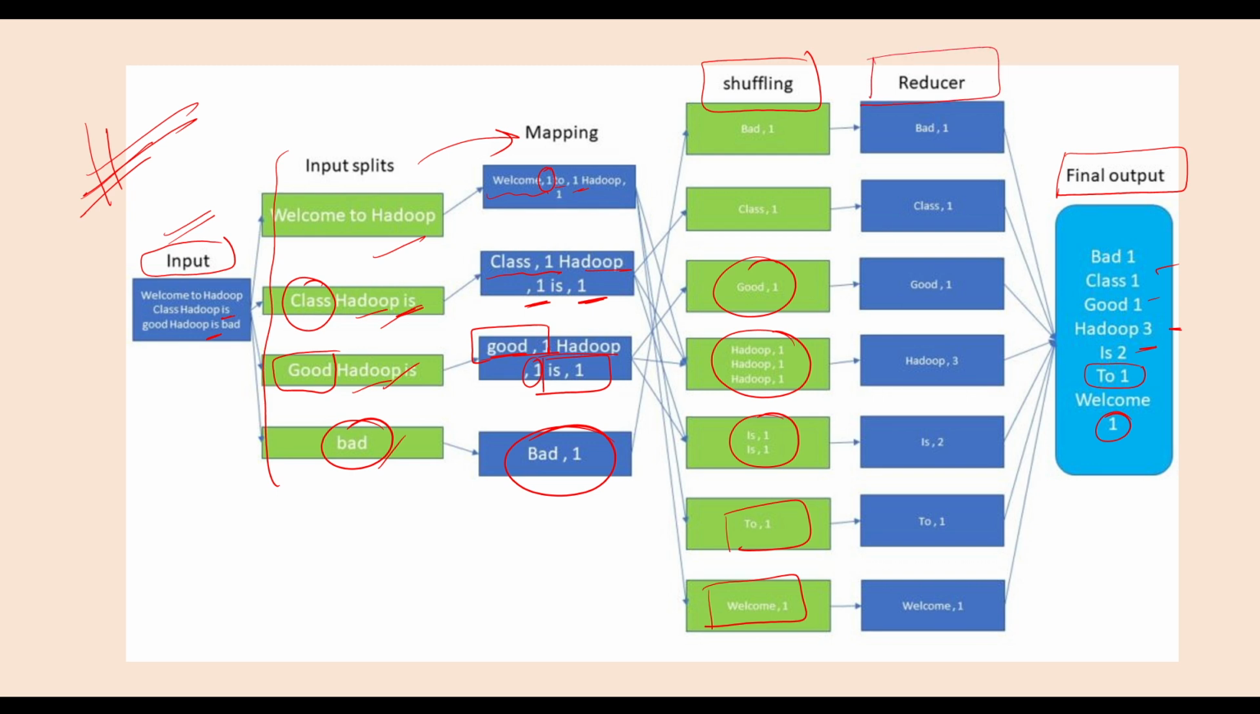Now the last stage is the reducer stage. I told you it's an aggregation stage where we aggregate the data. Our objective is to count the frequency of each word in a sentence. So we got Hadoop 1 1 1. We get the data from different worker nodes and put it in a single worker node based on the common key, right? Here we are doing aggregation. As you can see, Hadoop came 3 times, good 1 time, class 1 time, bad 1 time, to 1 time, is 2 times, welcome 1 time, and in this way we get the final output.